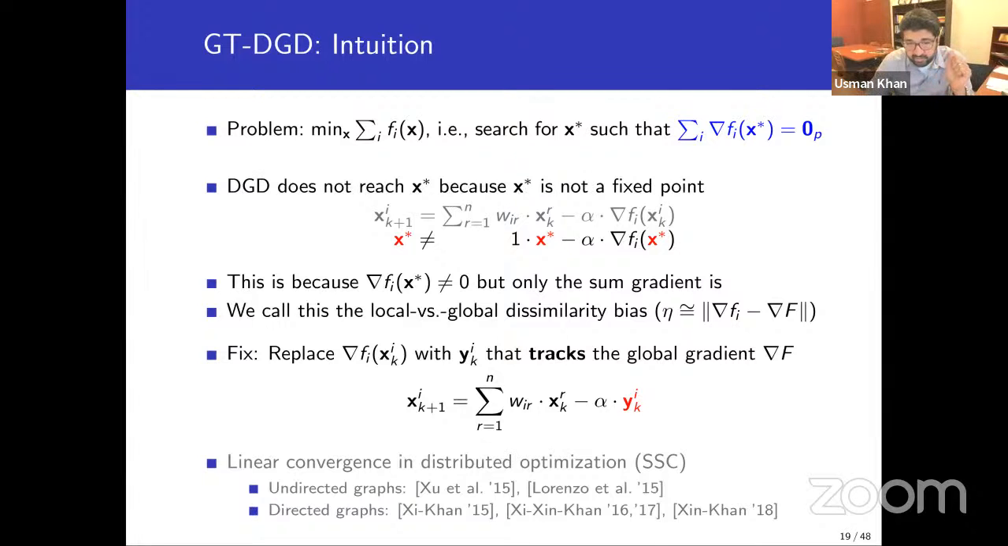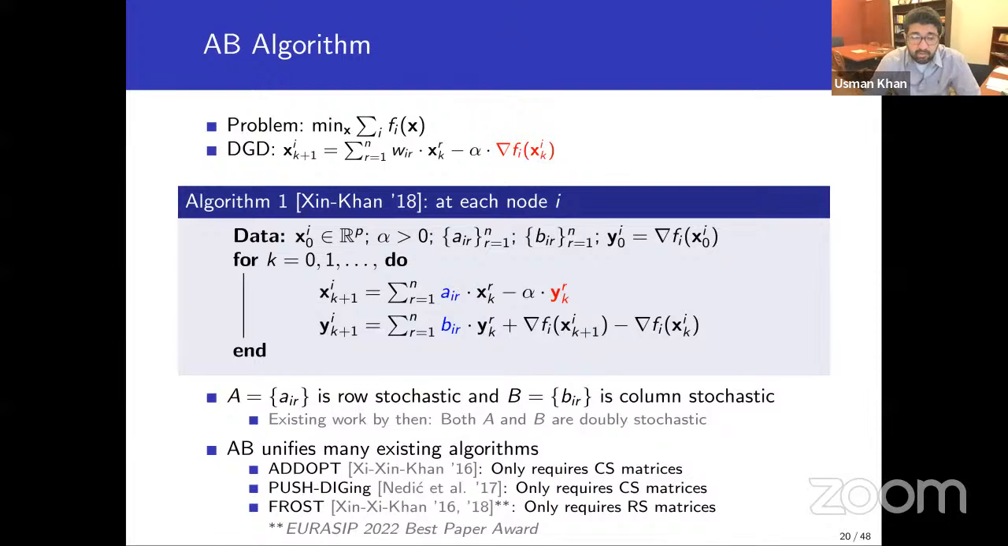And this is how the solution looks. Instead of taking a step in the direction of the local gradient, I'll take a step in the direction of y. And this variable y is updated according to the second equation. You have to believe me here that the second equation, as k goes to infinity, tracks the sum gradient. And of course, there is a way to show that.